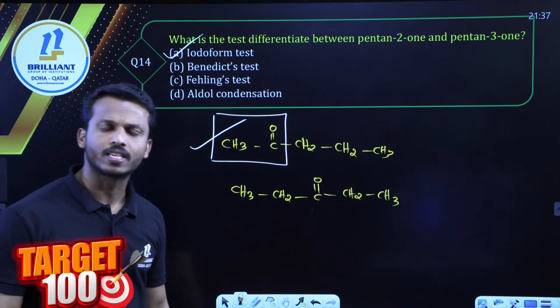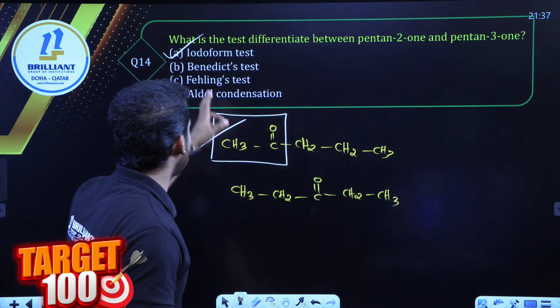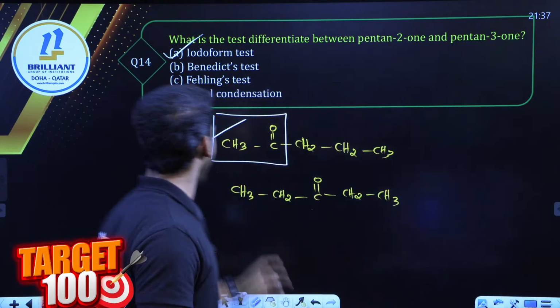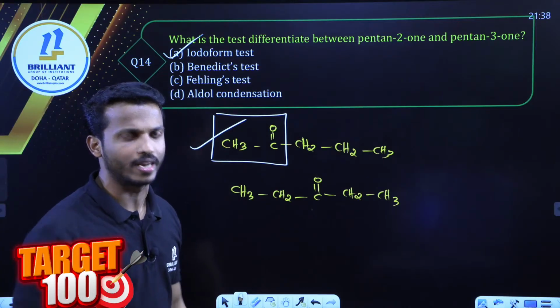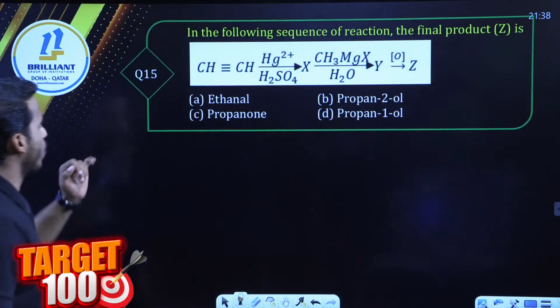What is Benedict test? Dear all, Benedict test is a test for carbohydrates. And Fehling's test is given by aliphatic aldehydes. And what about aldol condensation? That is the reaction which contains alpha hydrogen. Yes, correct, right? Fine. Next one.